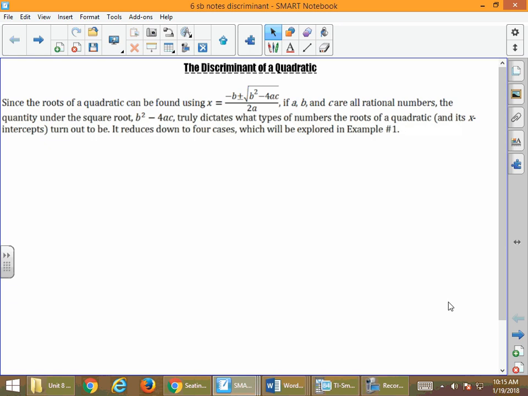Because sometimes we don't need to know the answer. We just need to know how many and what kind of answer we're going to get. And so there's 4 situations that we're going to look at today. And we're going to be expected to know these, so you might want to memorize them somewhere on the front of your paper.